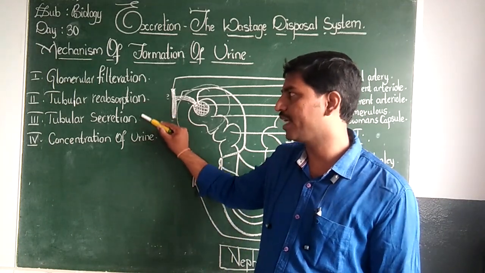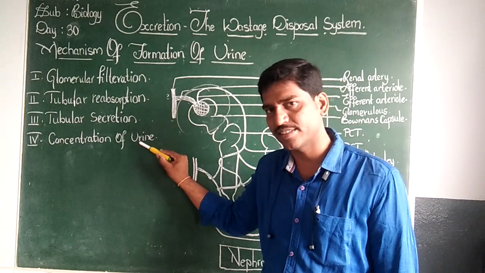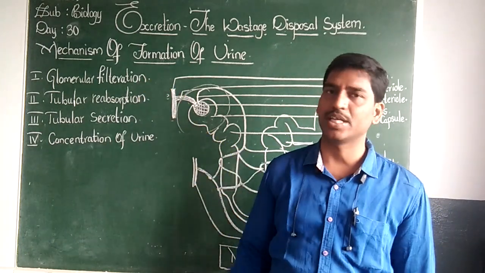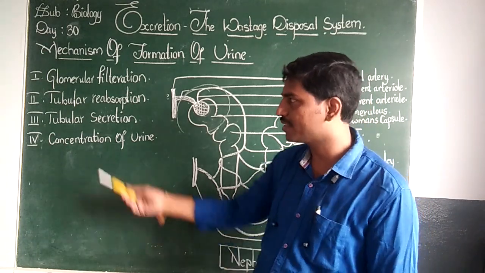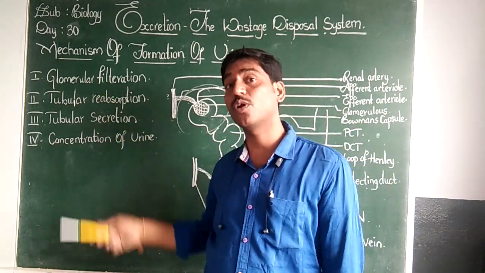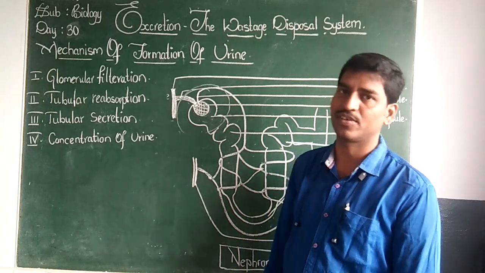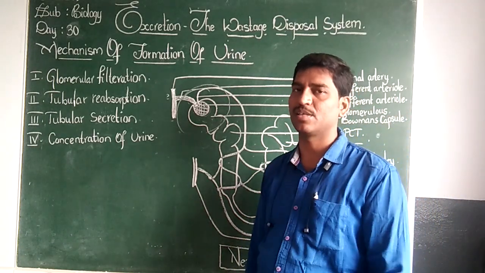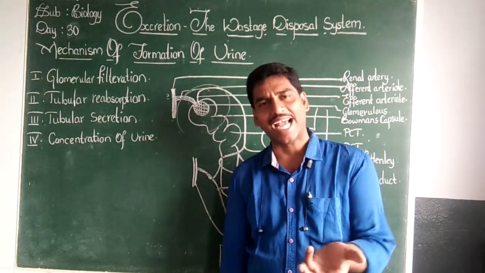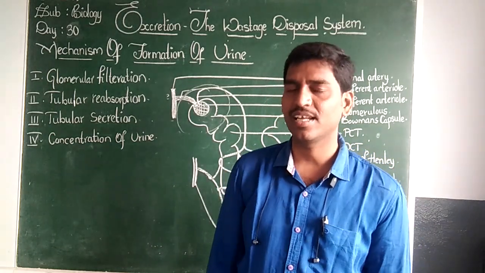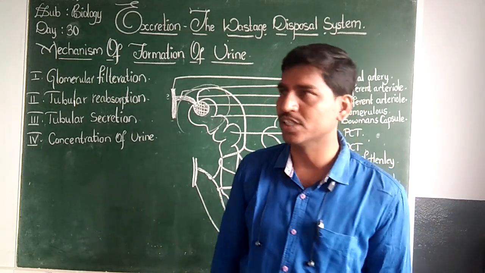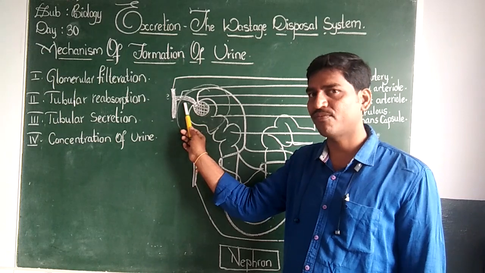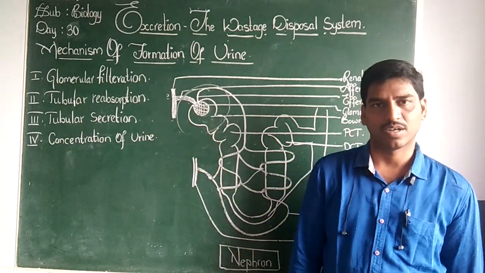The last 3 steps take place in the renal tubule, but this one takes place in the Malpighian body. The name itself, glomerular: the glomerulus is a part of the nephron. Which part of the nephron? It is a part of the Malpighian body. Am I right? Now what actually is the glomerulus? It is a capillary network formed from the afferent arteriole.